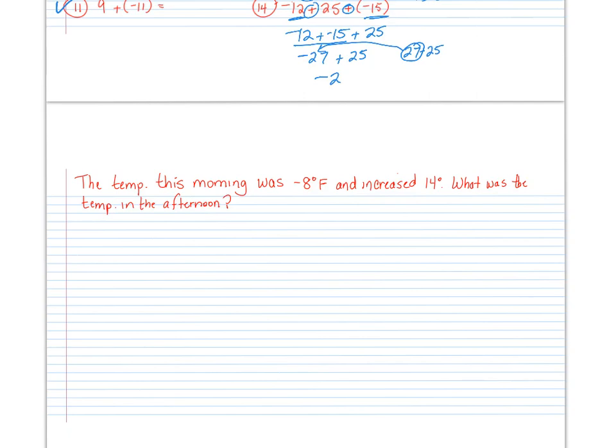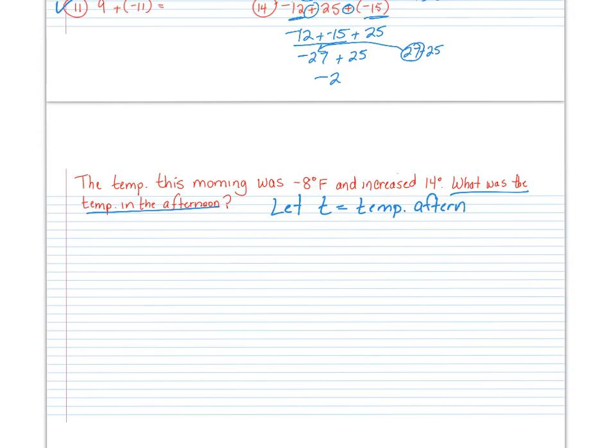When we have story problems like this, it says the temperature this morning was -8 degrees Fahrenheit and increased 14 degrees. What was the temperature in the afternoon? Okay, our question is, what was the temperature in the afternoon? Remember, when you define your variable, which we're just going to do for fun here, we're going to let T equal the temperature afternoon.